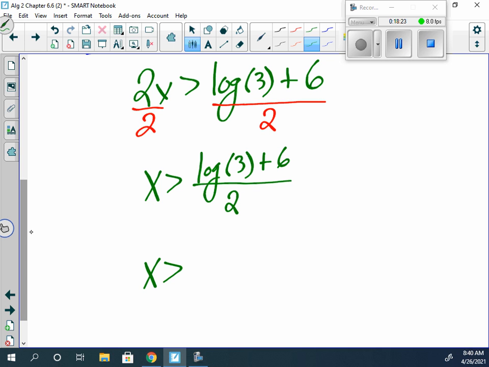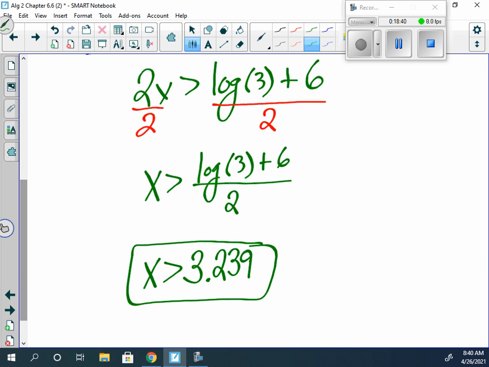Any questions on any of this so far? And I believe it's going to take you to 3 decimal places, which would be 3.239, because it's 3.2385. So we would round up. But are there any questions on any of this? Are we good with this so far?